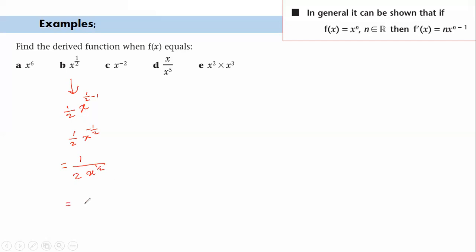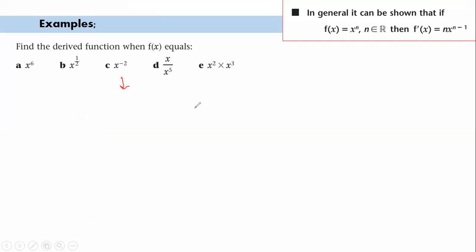This can also be written in the form of 1 over 2 root x, since a fractional power of any number is a root. So this should be the final answer.